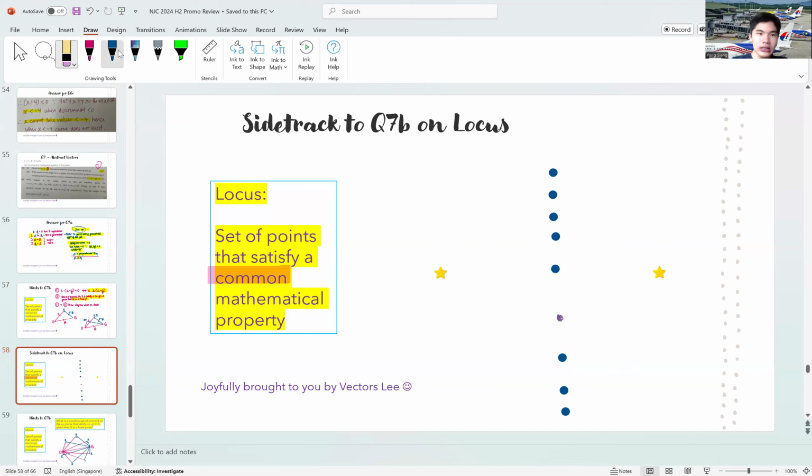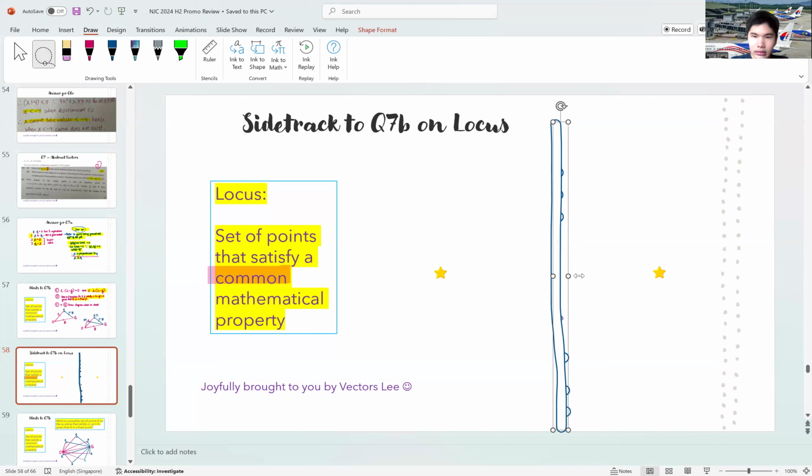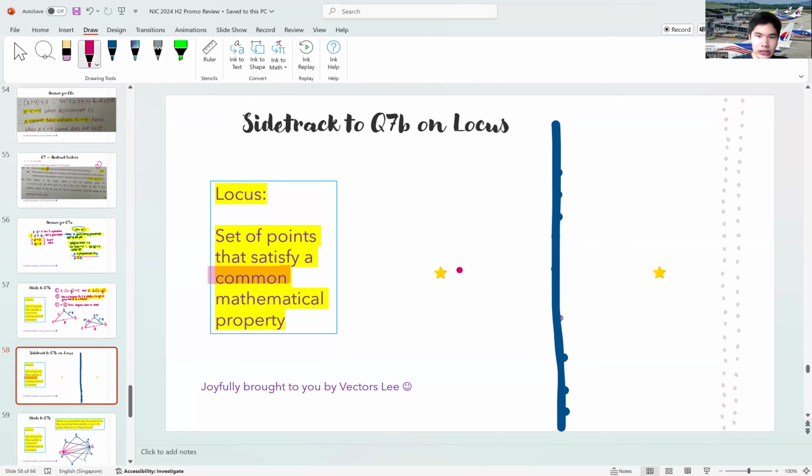So in this case, the locus is a line. Sorry, my line is not good, so I'm going to reshape it here. This is the straight line joining the two stars. This is equidistant, and then this one should be the perpendicular bisector. So the blue line is the locus. Now, let me give you one more example.